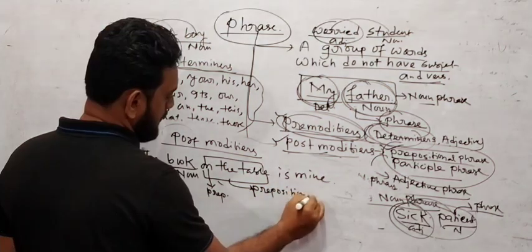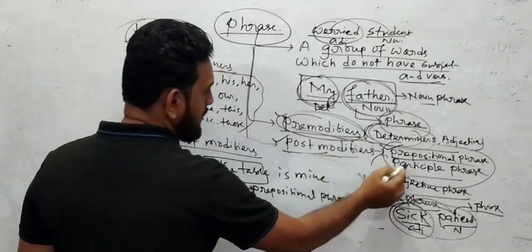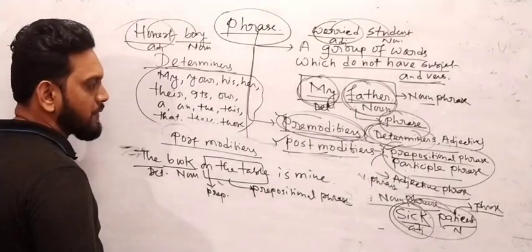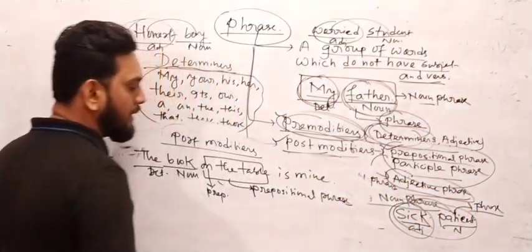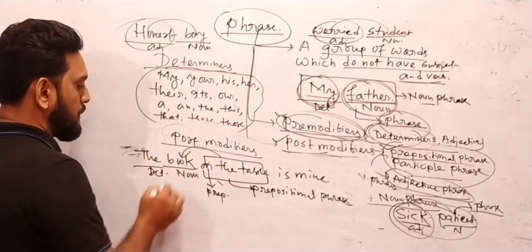Prepositional phrase. And what I have written here, prepositional phrase and the participle phrase. What would be the function of prepositional phrase and the participle phrase? It can function as an adjective phrase. Why? Because on the table comes for which purpose? For which reason? Because of this book.